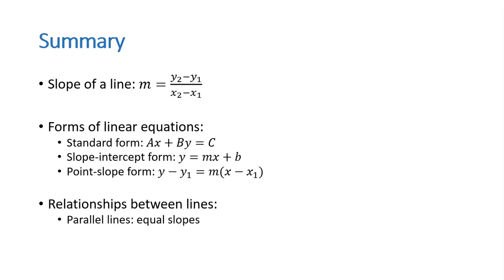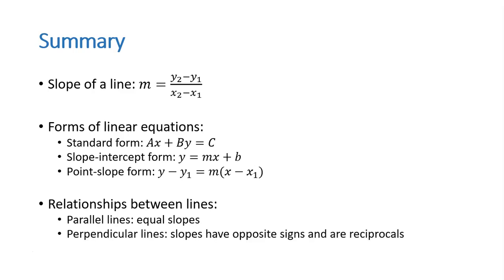So parallel lines have equal slopes. They never touch. They go side by side forever and ever on the coordinate plane, and they're never going to cross. And then we also have perpendicular lines. Lines are perpendicular if their slopes have opposite signs and are reciprocals of one another.